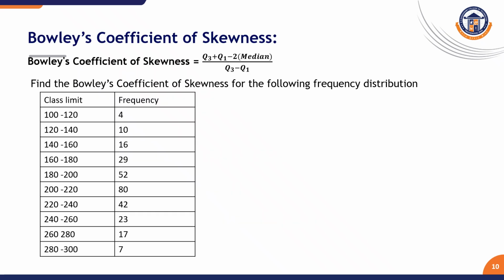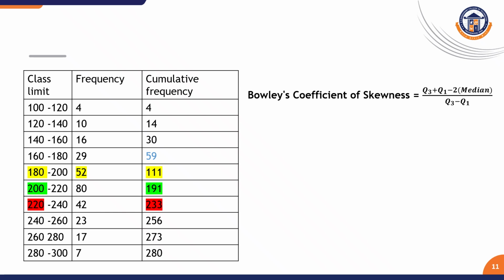Now let us see Bowley's coefficient of skewness. Bowley's coefficient of skewness is (Q3 plus Q1 minus 2 into median) by (Q3 minus Q1). In a similar way, we have the class limit and frequency. Let us see how to find it. In the same manner, we write the class limit, then the frequency, then we can calculate the cumulative frequency from the given frequency. All of you know how to find cumulative frequency. Now I am going to apply this formula.